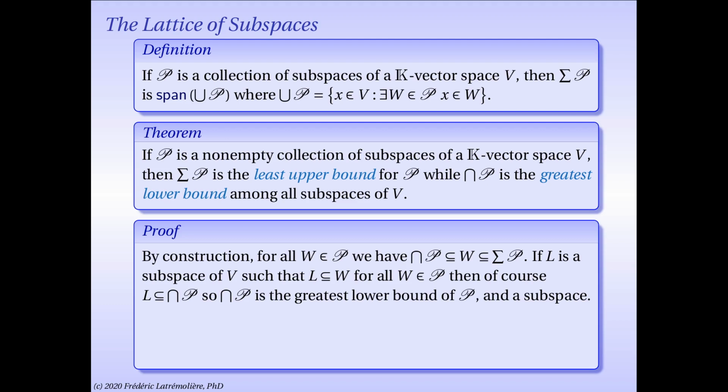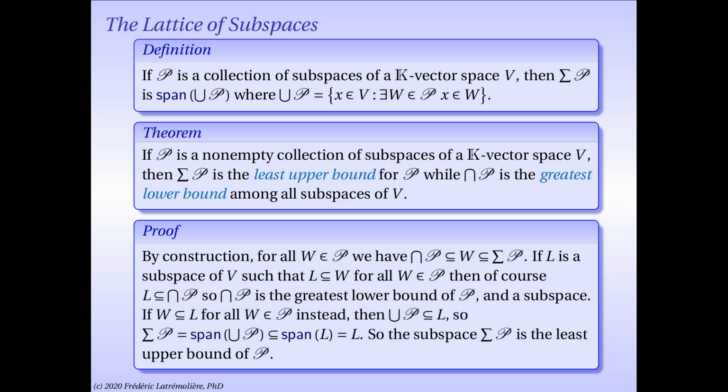Now, let L be some subspace of V that's a lower bound for P. That means that every element of P is a superset of L. Well then, of course, basic set theory tells me that L is in fact a subset of the intersection of P. So the intersection of P is the greatest lower bound of P among all the subspaces because it is itself a subspace. We have shown that as our first slide for the lecture of today.